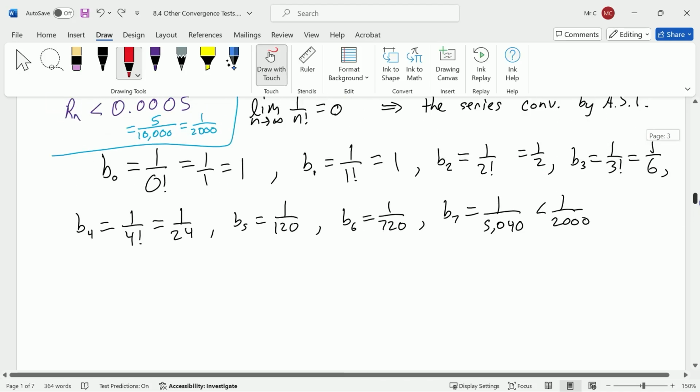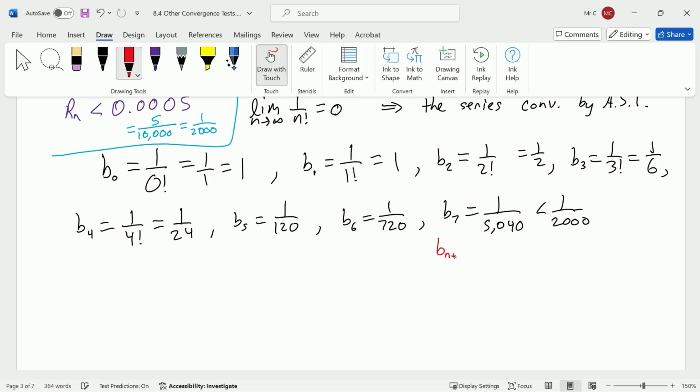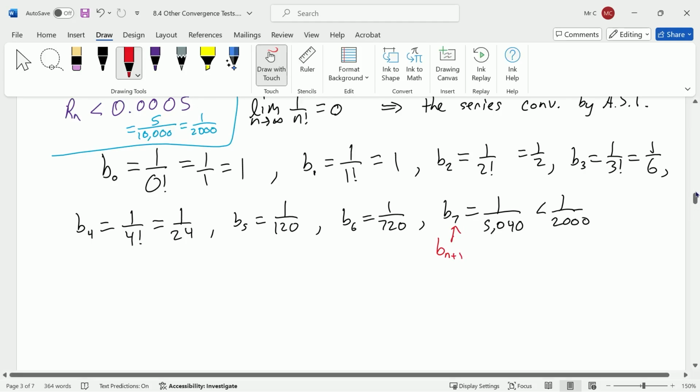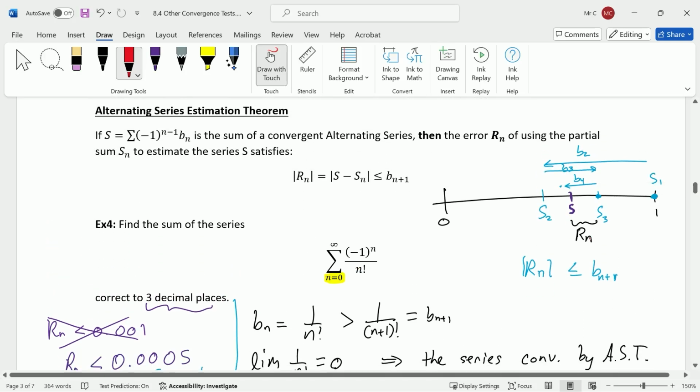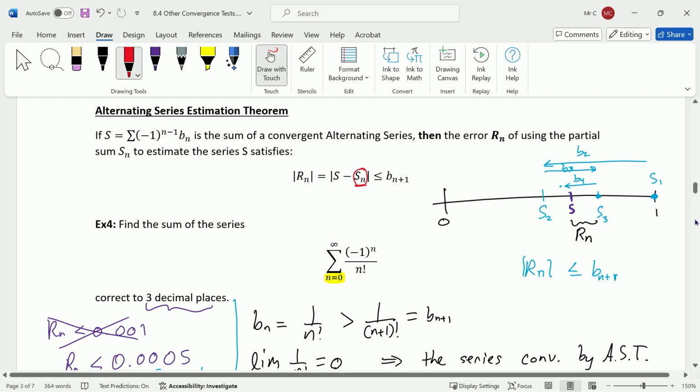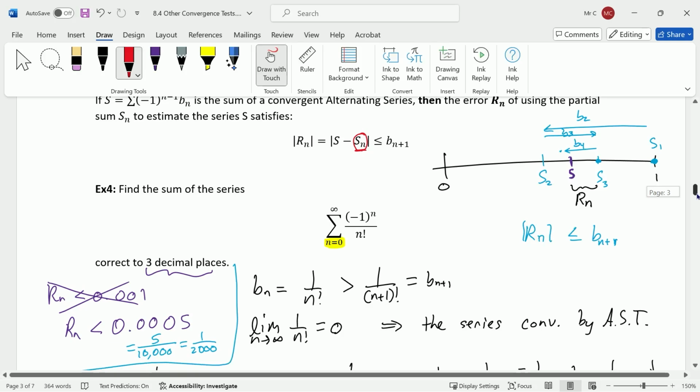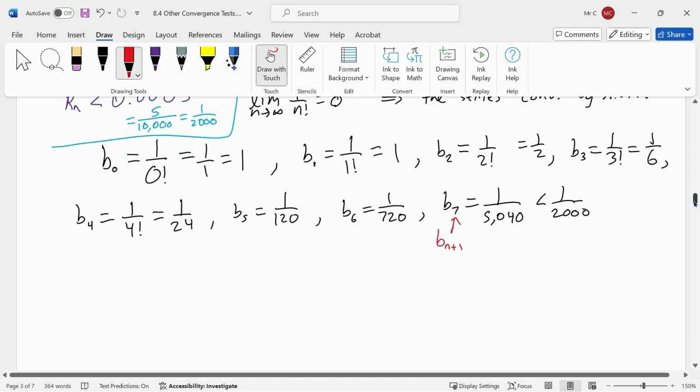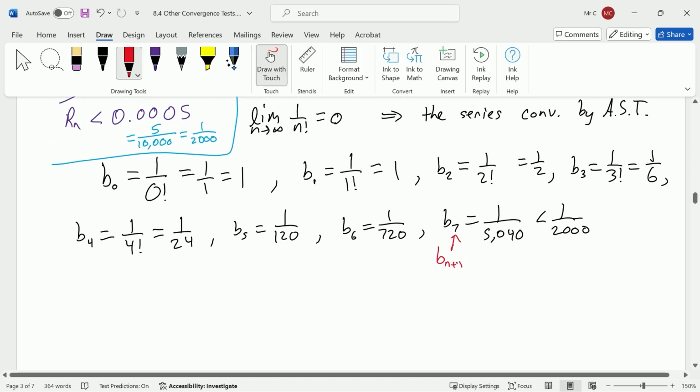Let me find my place again. This term, b sub 7, is b sub n plus 1. And remember, our error, r sub n, corresponds to taking the sum of n terms, up through the nth term. We don't include the b sub n plus 1 term. That just tells us what the maximum error is. So this is b sub n plus 1.